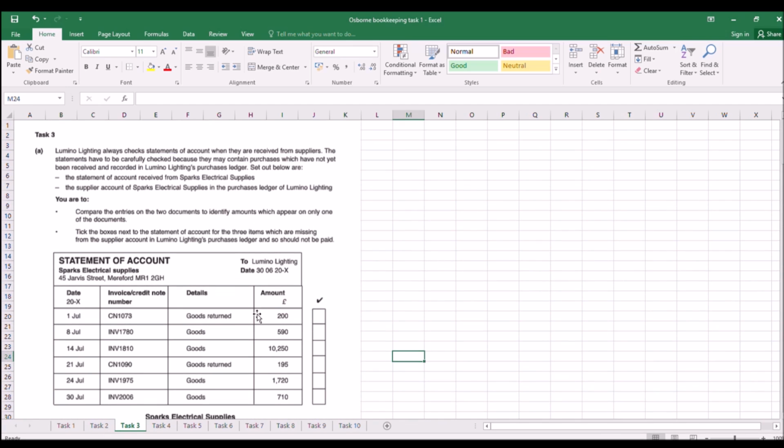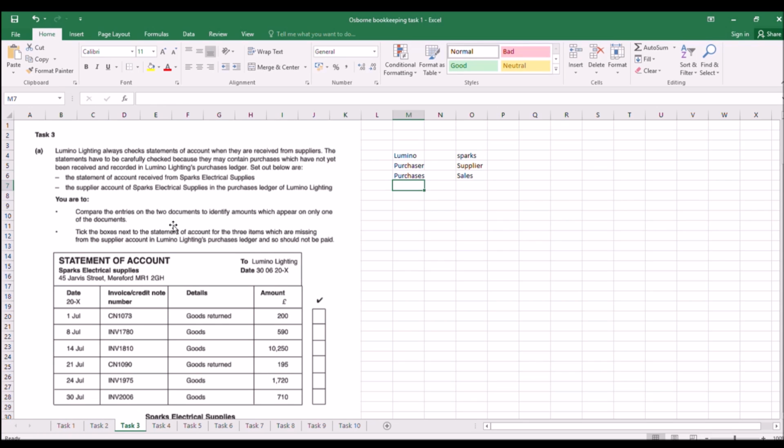Okay, task number 3. Lumino Lighting always checks statements of accounts. So Lumino Lighting is a purchaser. They're getting in statements of accounts from their suppliers. Their suppliers are sending these statements of accounts, and they are checking them because they might contain purchases not yet received. Okay, we've got a statement received from Sparks. Sparks is the supplier. So they're making sales, and Lumino is making purchases.